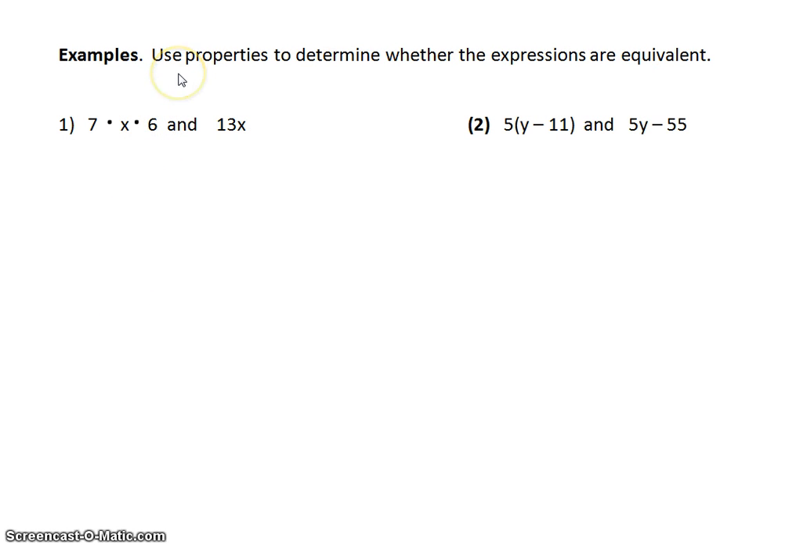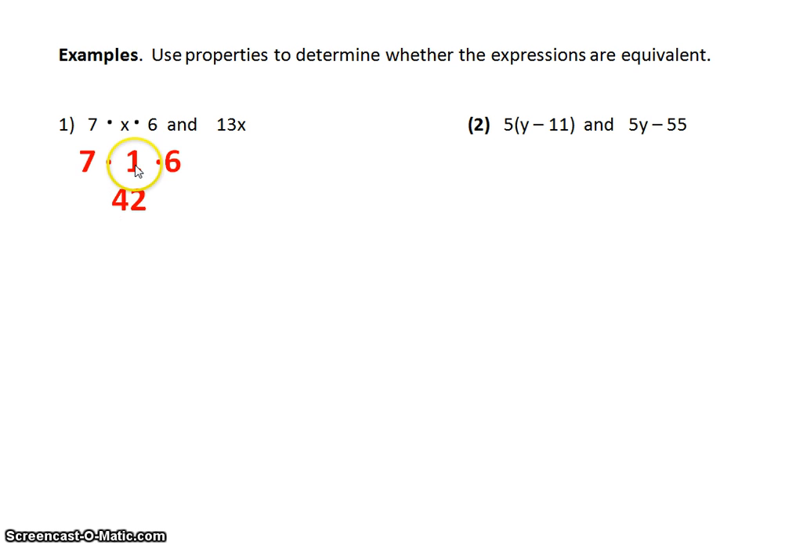We're going to use the properties to determine whether the expressions are equivalent. In the first example, we have 7 times x times 6. The question is, is that the same as 13 times x? Sometimes it helps just to use a simple example. In this case, I'm going to use 1. I'm going to put 1 in for x. So now I would have 7 times 1 times 6. All I did was replace x with 1. 7 times 1 is 7, times 6 is 42.